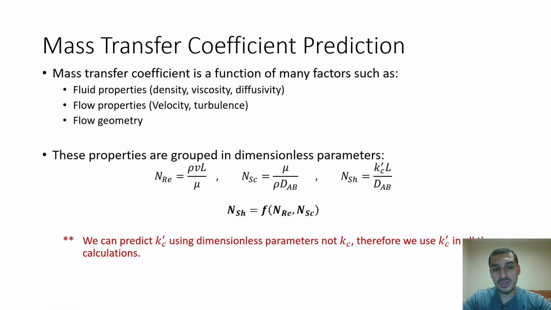So we know that Sherwood number is a function of these two, the Reynolds number and Schmidt number, and there are many equations that were developed for different systems. For each system, you have a relation between Sherwood number, Reynolds number, and Schmidt number, and from this relation you can calculate the Sherwood number, and from Sherwood number you can calculate the mass transfer coefficient. It's a tough process. I know it's not easy, but this is something that people used for a long time.